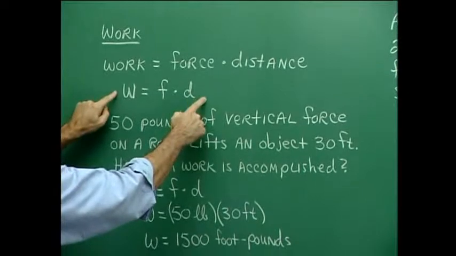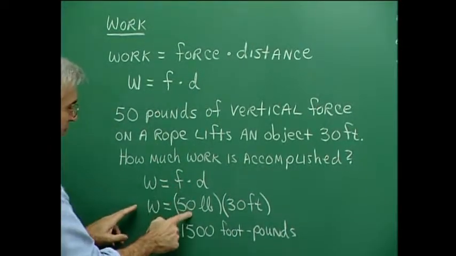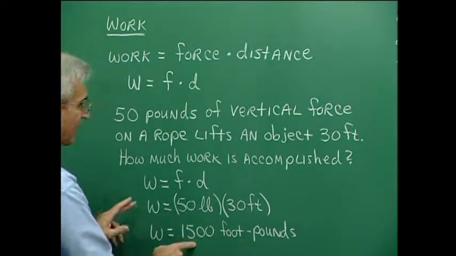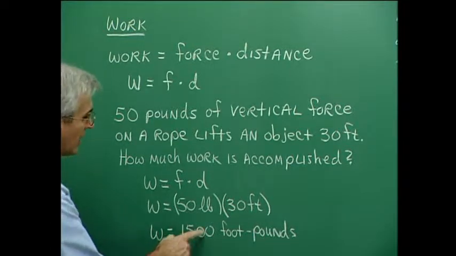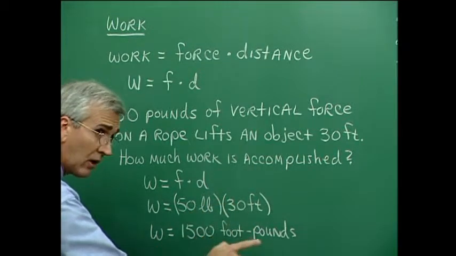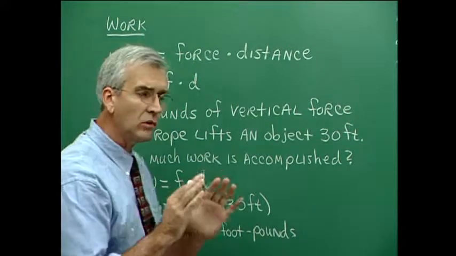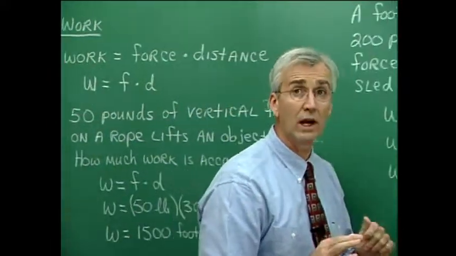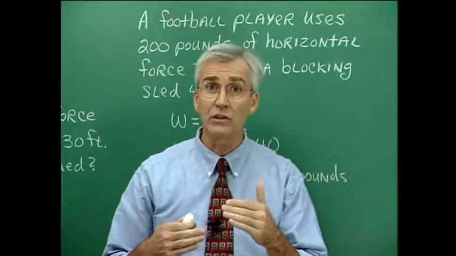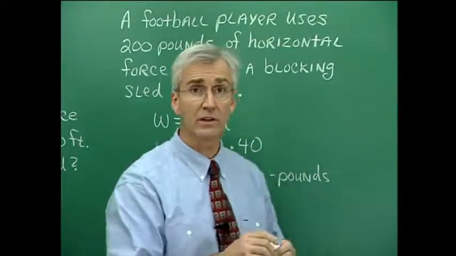Well, we're using this formula: work is force times distance, or F times D. Here the amount of force is 50 pounds, the distance the object moves is 30 feet, 50 times 30, 1500. Notice the unit of measure here: we have pounds and feet. Foot-pounds is the unit for measuring work. Now the idea of just multiplying force times distance works out really well as long as the force applied is in the same direction as the movement of the object. And that's the case in the first problem, and it's the case in this one as well.